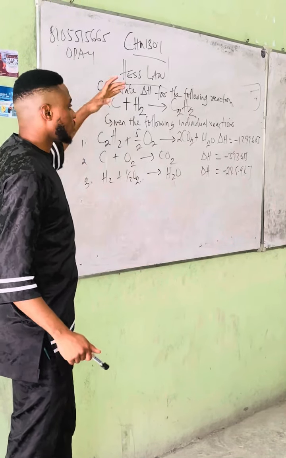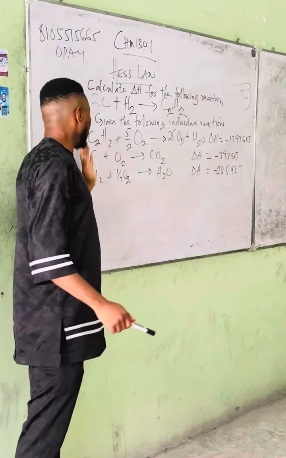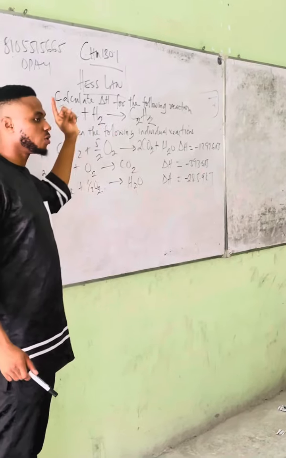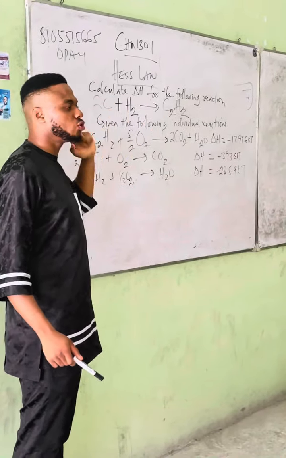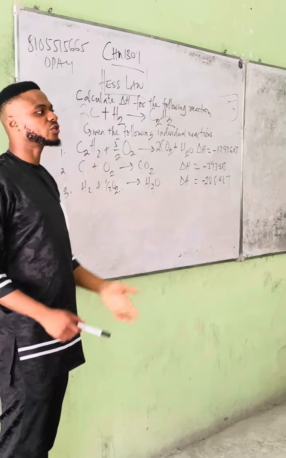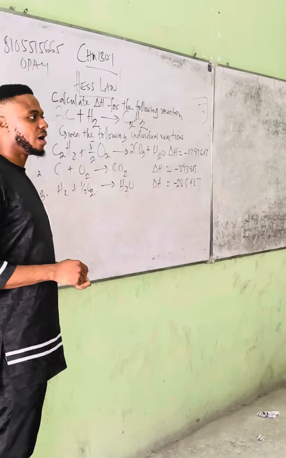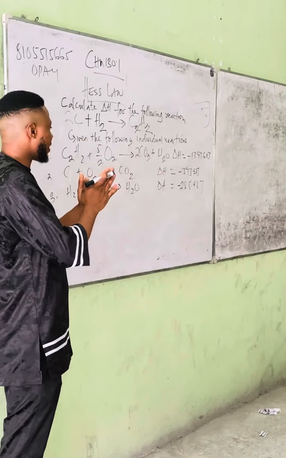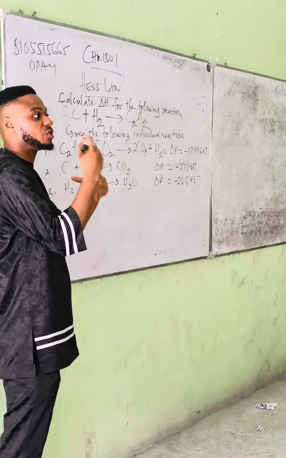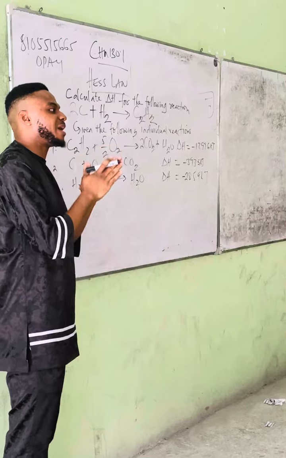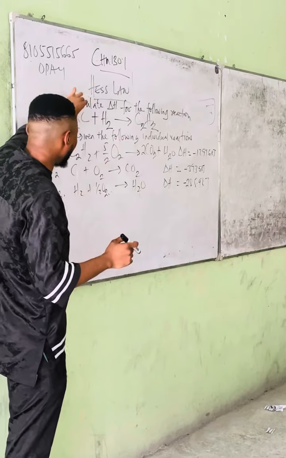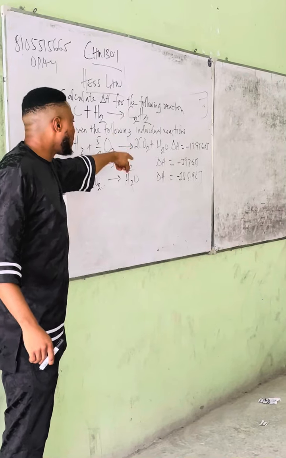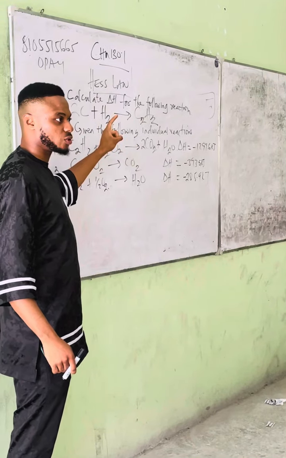We're going to calculate delta H for the following reaction, given the following individual reactions. So we have 2C plus H2 giving C2H2, and I told you this is Hess's law. Hess's law states that the individual reactions have enthalpy, and to get the general reaction, we must sum up the enthalpies of the individual reactions.